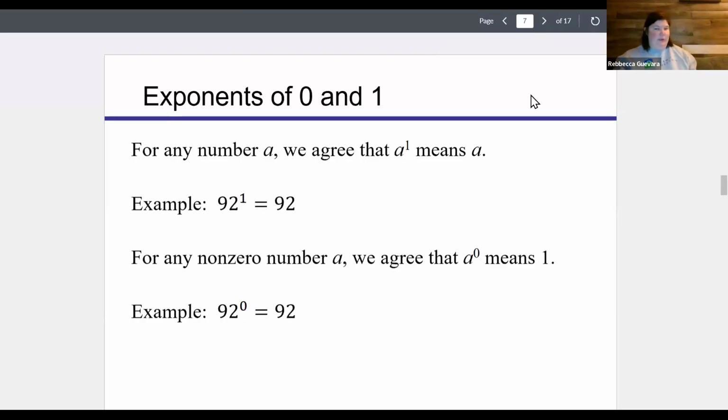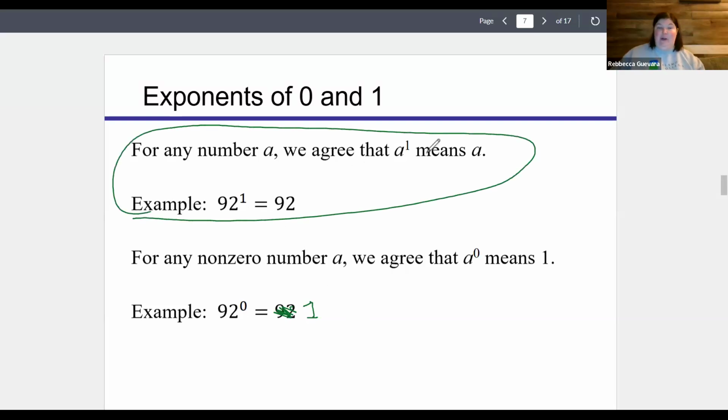Okay, we're almost done with exponents here. So exponents of 0 and 1, I just want to briefly go through this. For any number a, we agree that a to the power of 1 is just going to be a, meaning if I had 92 to the power of 1, it's going to be 92. And then there's a typo on the slide here. For any non-zero number a, we agree that a to the 0 means 1. So this should have been a 1 here. So negative 2 to the power of 0 equals 1.